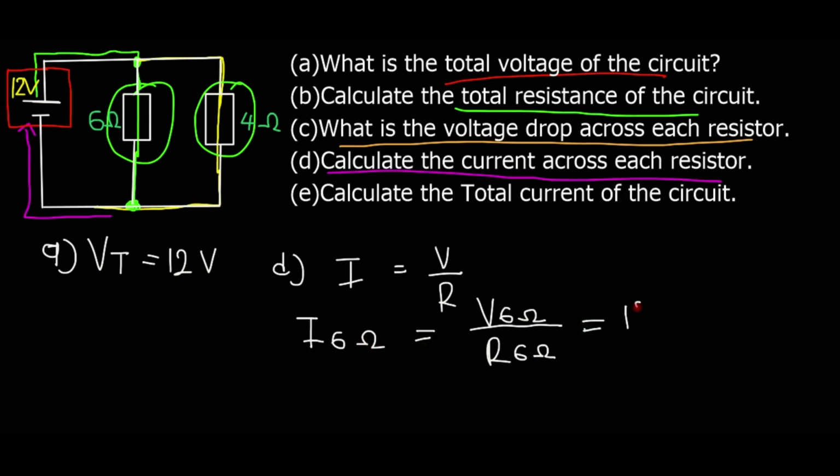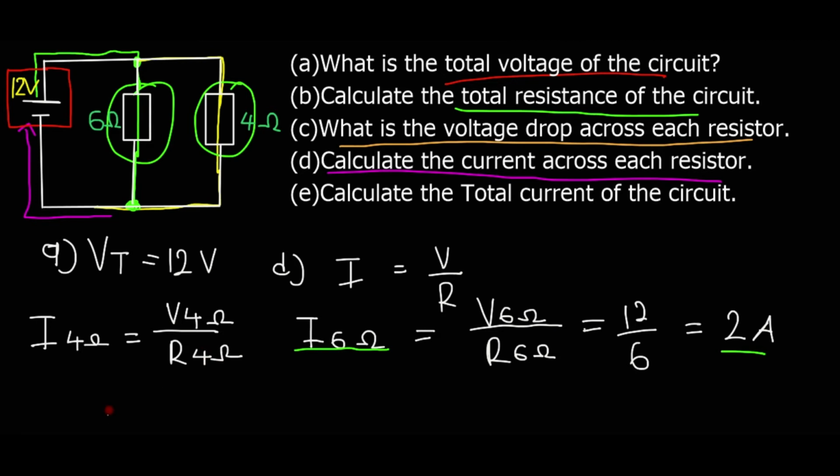So we will have 12 over 6, because the voltage of the 6 ohm is 12 volts. Voltage is the same everywhere, and then 12 divided by 6 is 2. So our current is 2 amperes. This 6 ohms, and then we want the 4 ohms, we will have I of 4 ohms is equals to the voltage of 4 ohms, and then the resistor we use of 4 ohms. Therefore voltage is the same, we will have 12, and then R of 4, and then 12 divided by 4 is 3.